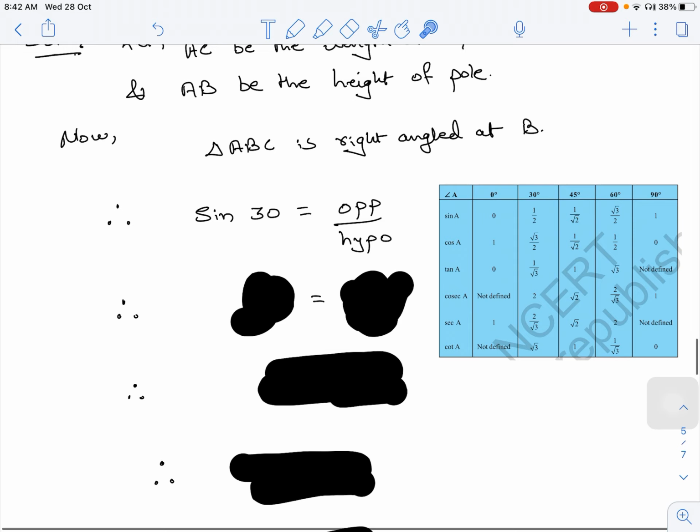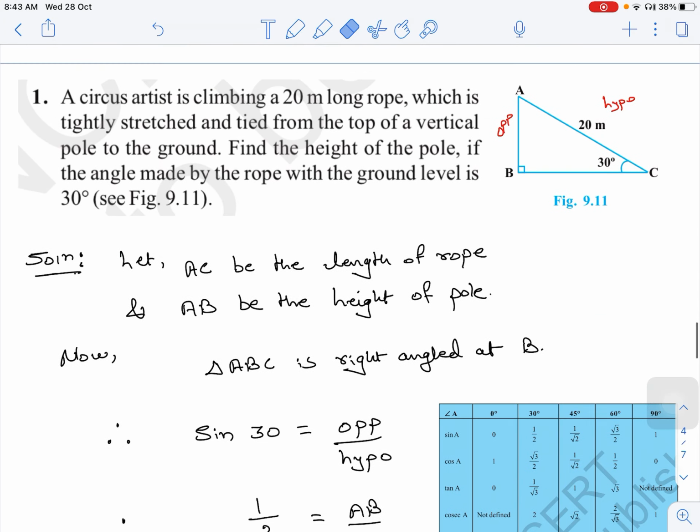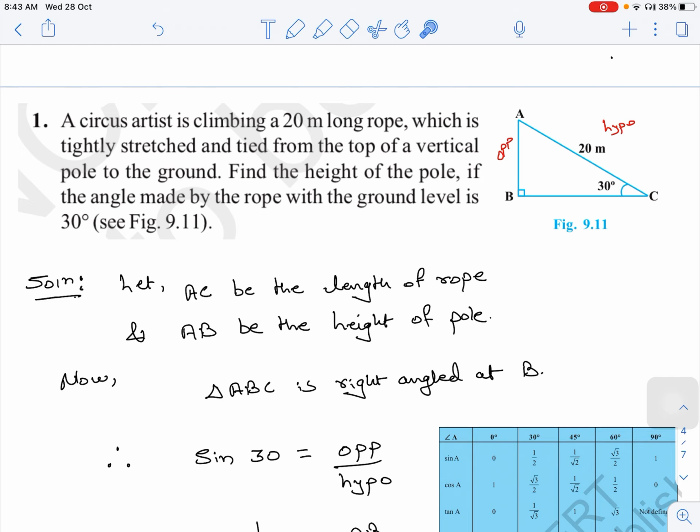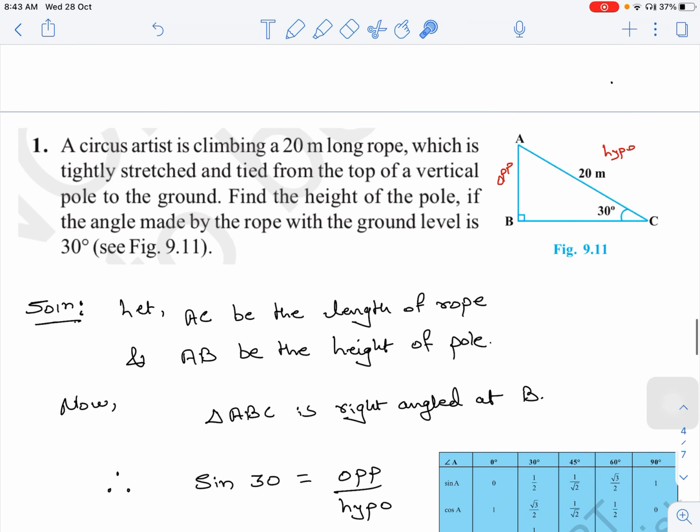So in the next step, sine 30, whose value is 1 upon 2, is equal to opposite upon hypotenuse in the figure. Which side is opposite? AB, and the hypotenuse is AC. So we get AB upon AC. Now we don't know the value of AB, but we know the value of AC. What is the value of AC? It is 20 meters.